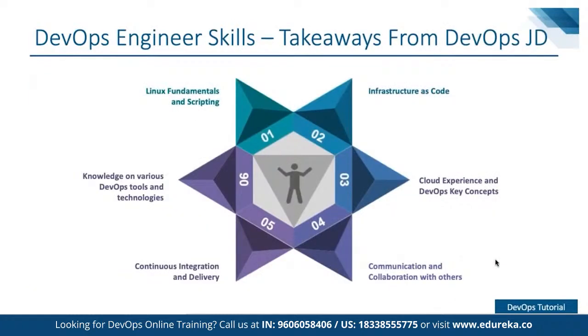So guys, see another job description. What are they looking for? They're looking for infrastructure as code. That means they're looking for people who know Ansible. They're looking for people with an understanding of Linux, people who know CI/CD, people with cloud experience. So these are the typical skill sets people are looking for in the market when hiring someone with a DevOps skill set.